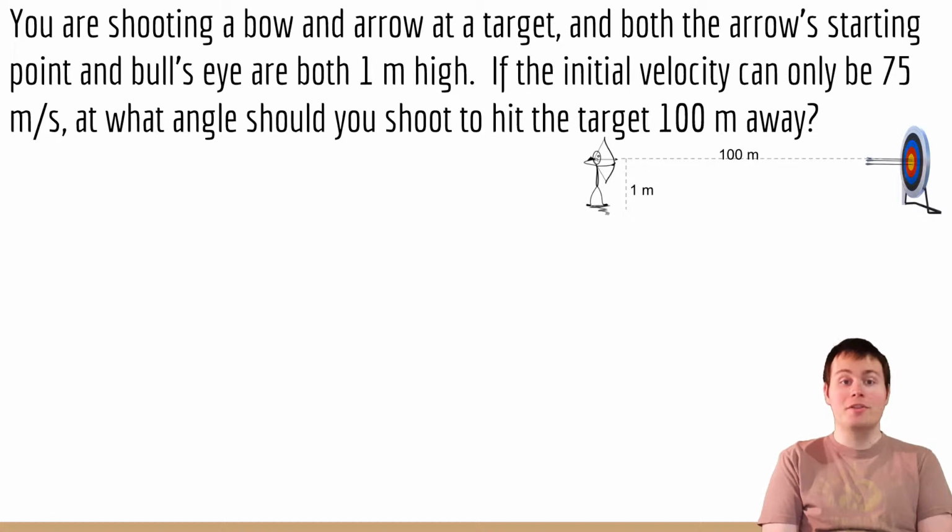In this question, you're shooting a bow and arrow at a target, and the starting height and the ending height of the arrow are the same. So right where you're releasing the shot and where the bullseye is are the same height. We want to know, if the initial velocity can only be 75 meters per second with this bow, what is the angle that you should shoot it at so that you hit the target that's 100 meters away?